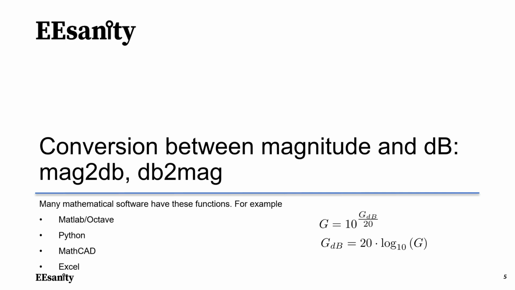When I'm doing a circuit design, I often use mathematical software to calculate decibels, such as MATLAB or Octave, Python, Mathcad, and Excel. Converting from magnitude to dB is often called mag to dB. Converting from dB back to magnitude in decimal is often called dB to mag. You can define these two functions in Mathcad and Excel so that it can make your job much easier.